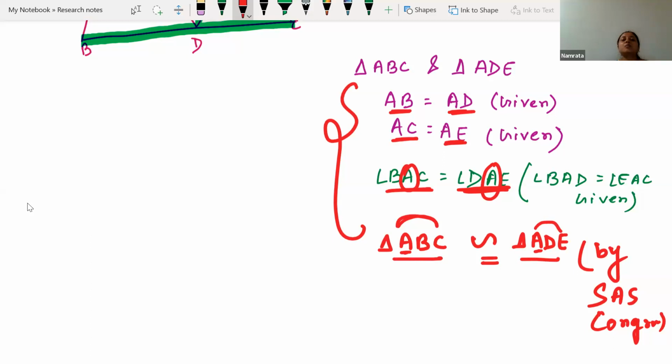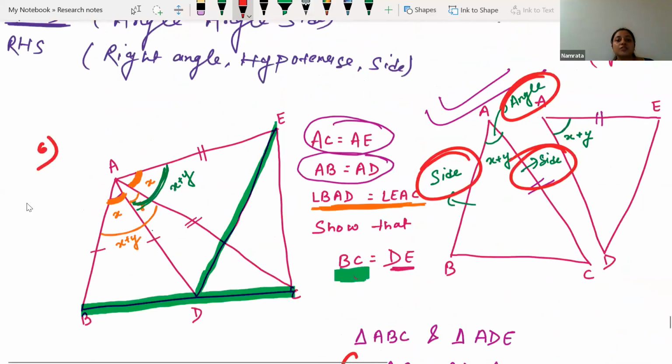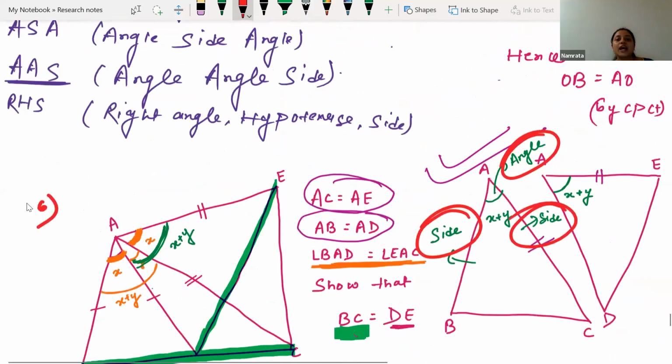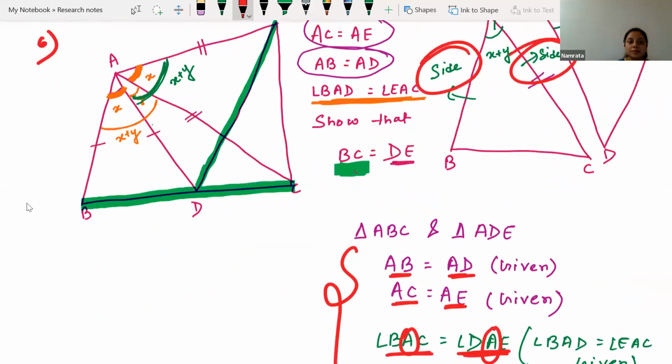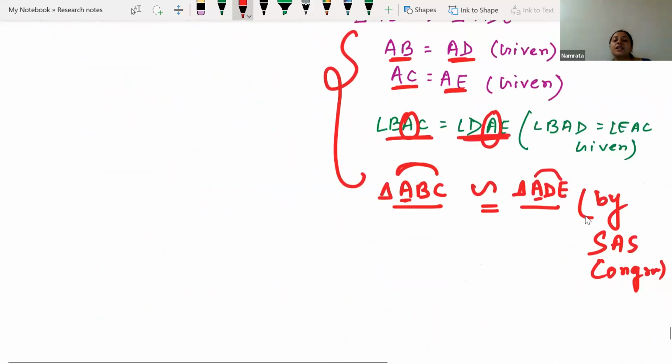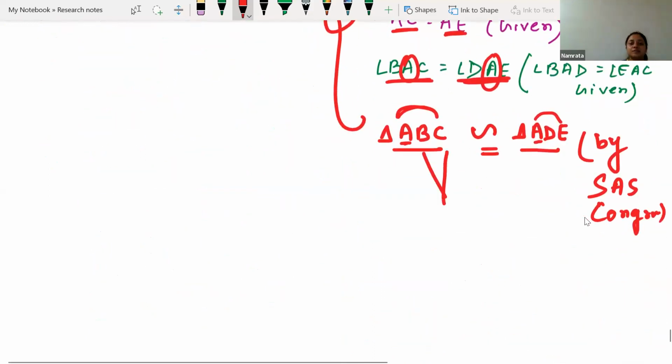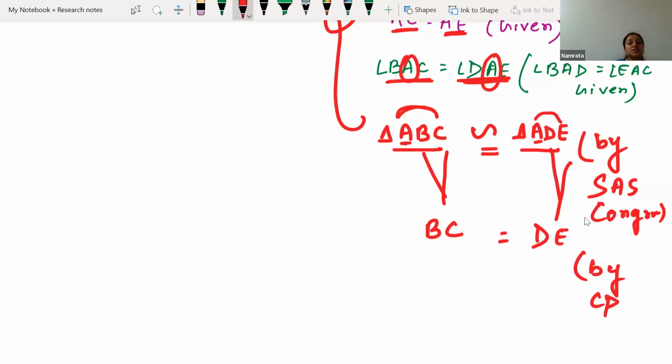Now on the basis of the name only we can say what we have to prove over here. We have to show that BC is equals to DE. Can you see BC is equals to DE? That's what we wanted to show. Let's check the name of the triangle. BC, DE, by CPCT. Is it clear? Yes, clear to everyone?